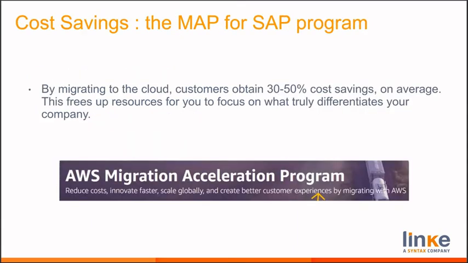I also wanted to present you some funding programs that can help you heavily reduce the building part of your project. Basically, Linker is today a certified member of the MAP for SAP program. This Migration Acceleration Program is a comprehensive and proven cloud migration program based upon AWS experience of migrating 1,000 enterprise customers to the cloud. So the program includes some best practices, some tools, some expertise, and of course, some financial incentives so you can accelerate your migration.